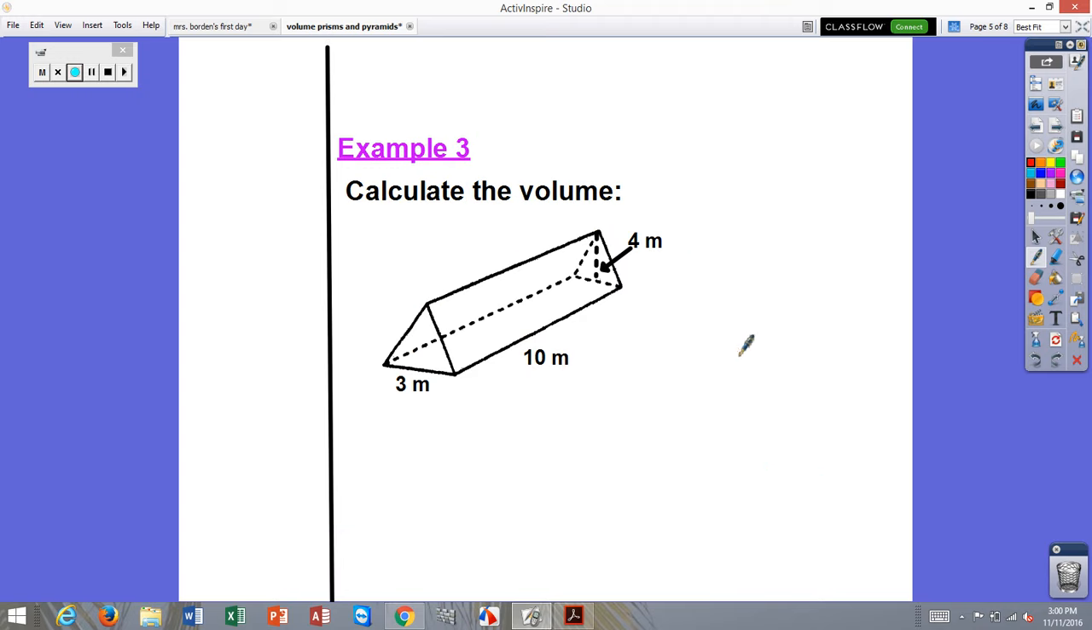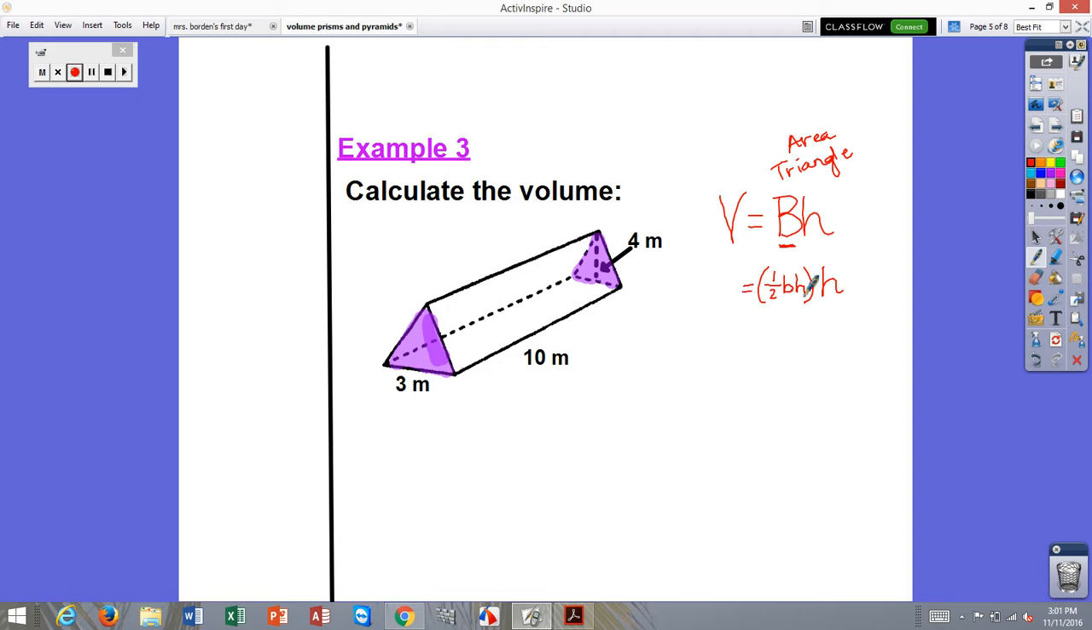Example 3, we have a prism again. We know it's a prism because the bases are parallel to each other, and rectangular faces are connecting them. So we need to shade our bases. Our bases in this case are both triangles. Okay? And so, again, we need to write down our formula. This is a prism. So we're going to use the prism formula, volume equals big B times H. Okay? This time our capital B is a triangle. The area of a triangle. So I need to plug in my area formula for a triangle. So I'm going to do 1/2 base times height times the height of the prism.